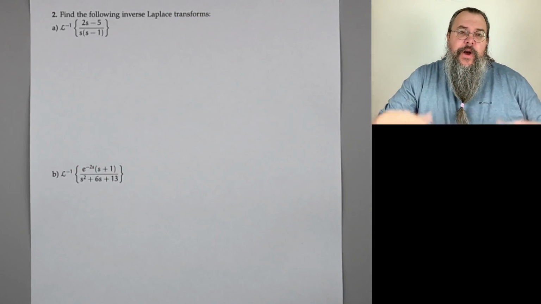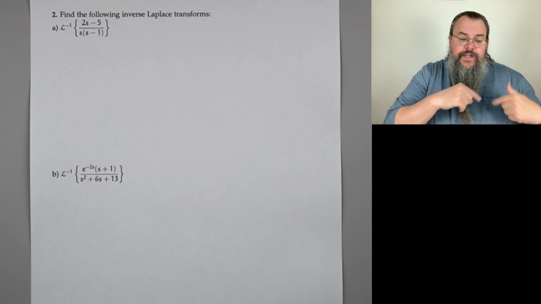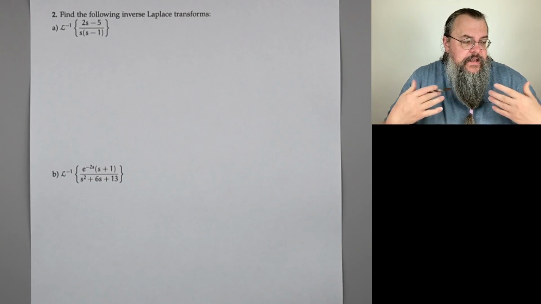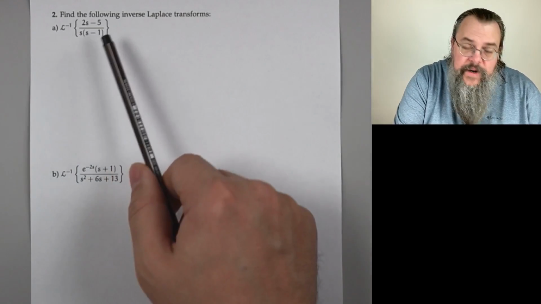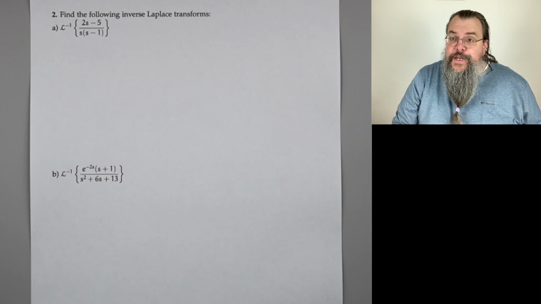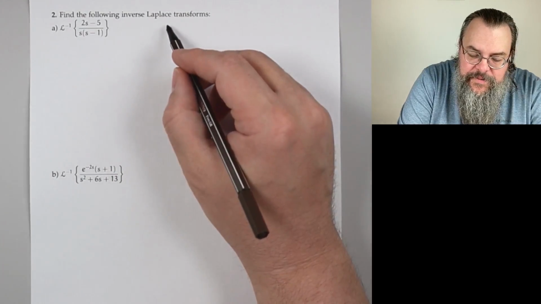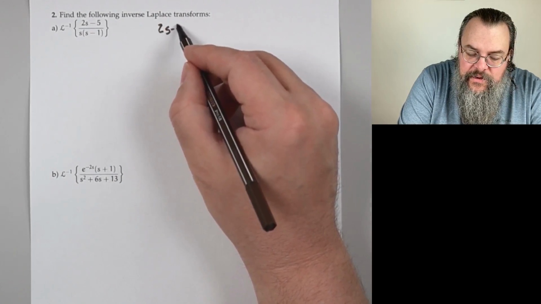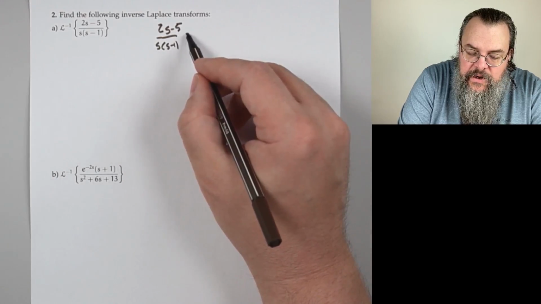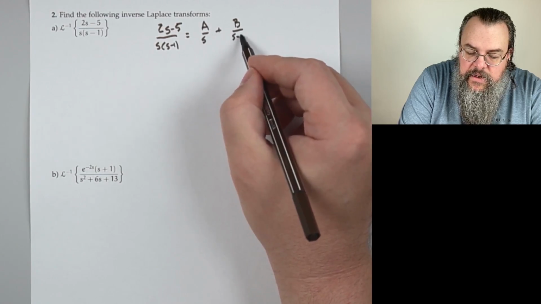Number 2. Find the following inverse Laplace transforms. Ooh, so now we're going backwards. Okay, so we're starting on part A. We get 2 of them. Find the inverse Laplace of 2s minus 5 over s times s minus 1. All right, well, what do we need here? Partial fractions. So a lot of Laplace transform problems come down to partial fractions problems. So 2s minus 5 over s times s minus 1. Okay, so this is something over s plus something over s minus 1.